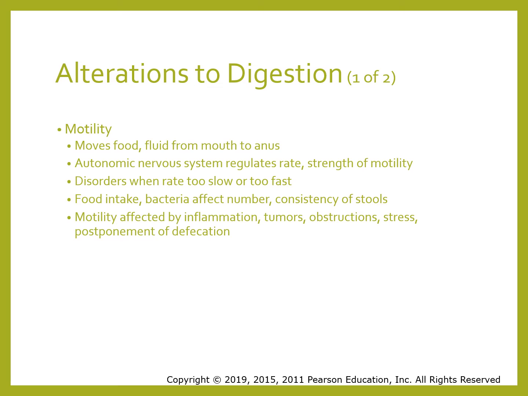Inflammation, infection, tumors, obstructions, such as those things, can affect motility. Direct and indirect factors also, food intake, bacteria, this can affect the consistency of our stools. Stress and postponement of defecation, which is having a bowel movement, can influence motility. And some children tend to hold it and then they get constipated. Some disorders affecting motility include gastroesophageal reflux, impaired esophageal motility, pyloric stenosis, which is a blockage there, diarrhea, constipation, irritable bowel syndrome, and encopresis.